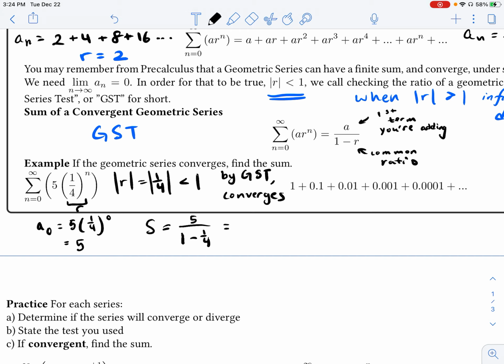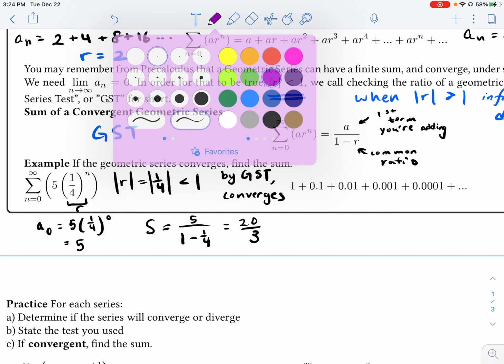And doing a little simplifying there, 5 divided by 3/4, that's going to give us 20 over 3. And there is our sum.